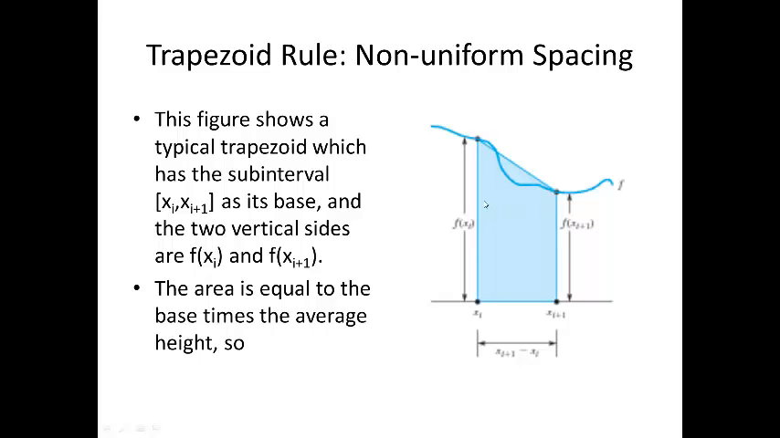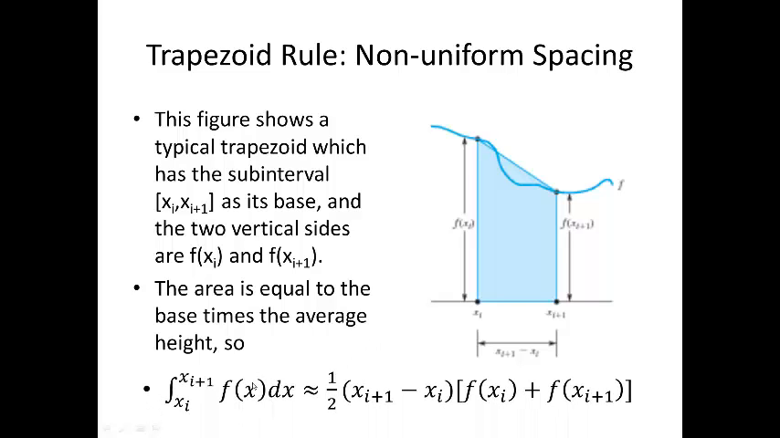The area is equal to the base times the average height. So we can get this formula. And this is going to lead us to the composite trapezoid rule. But for this trapezoid, this will give us the area that this trapezoid occupies, and it'll be an approximation of the area under the curve at this part of the curve.